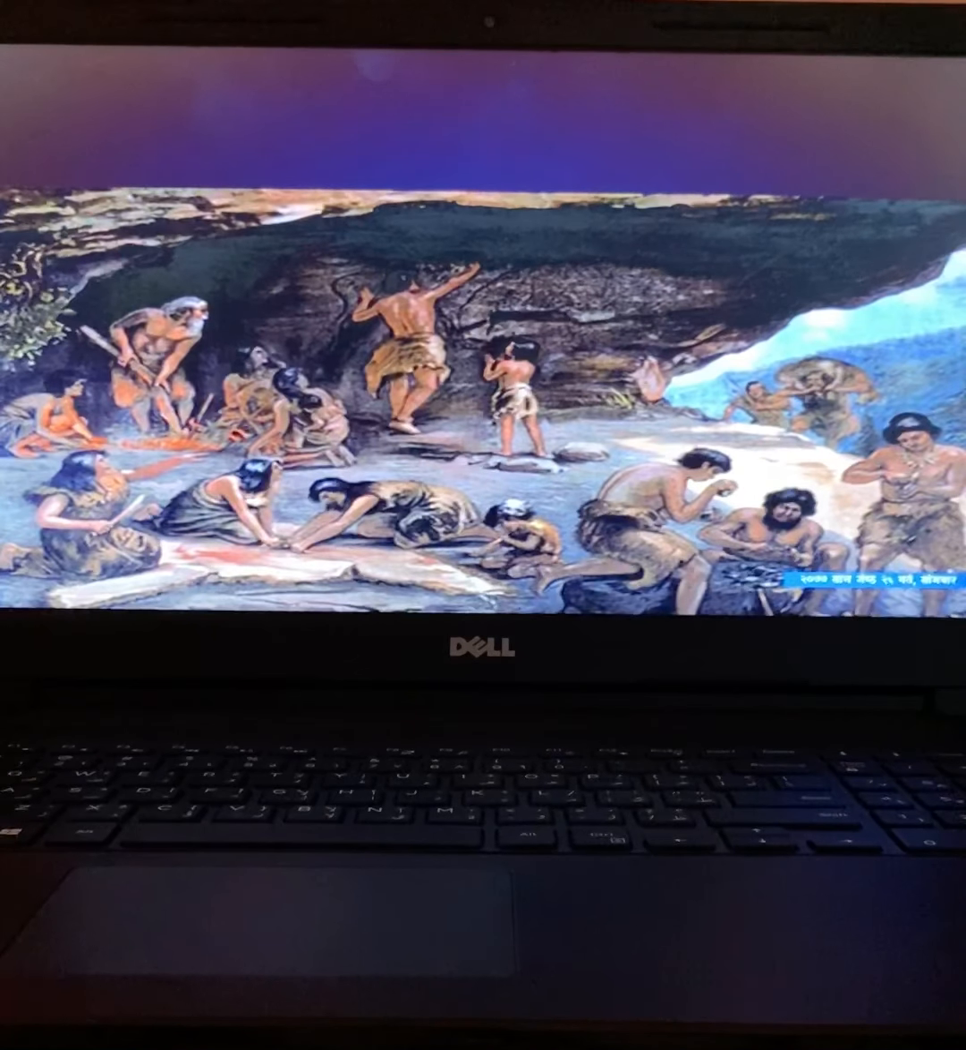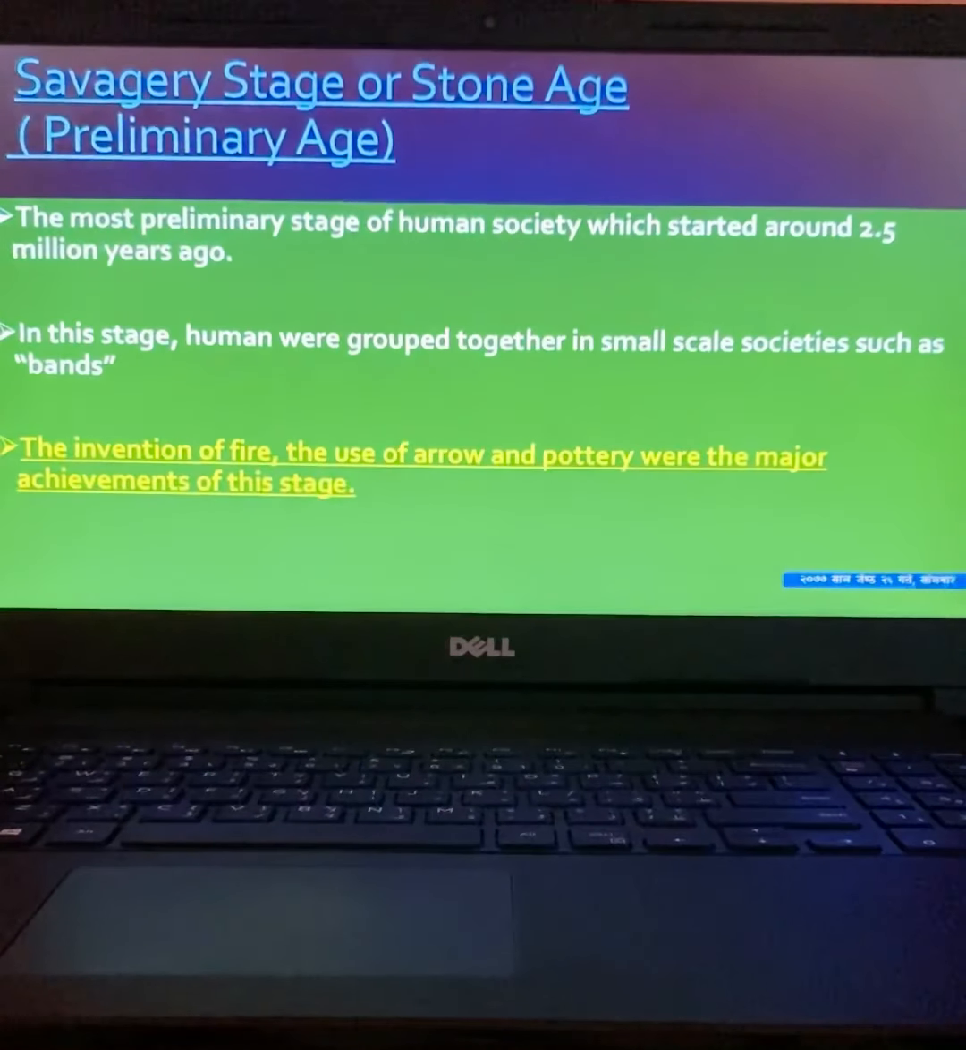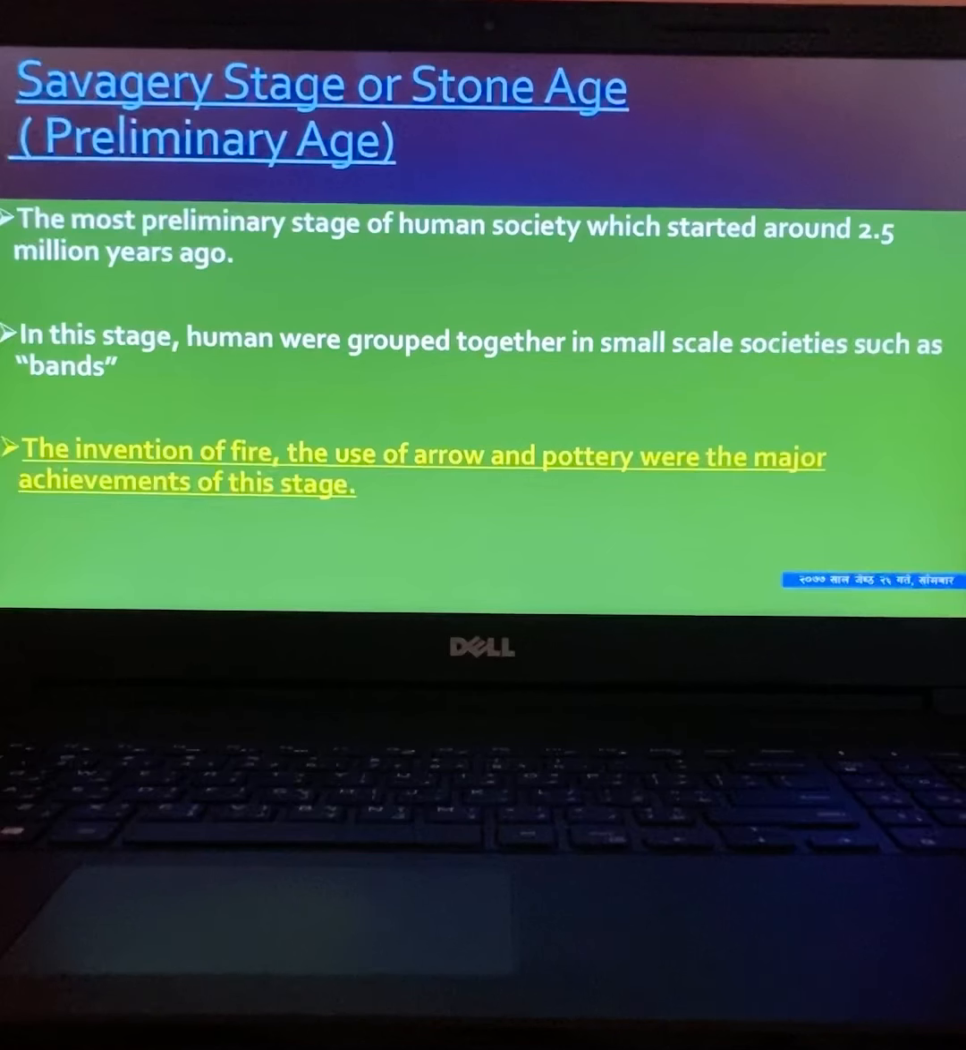So this is the Stone Age. In the Stone Age, human beings used to live in the caves and hunt animals for living. The most preliminary stage of human society started around 2.5 million years ago. In this stage, humans were grouped together in a small scale or small band society.